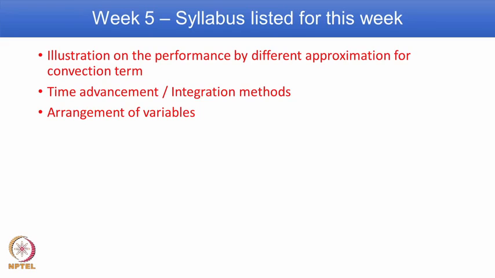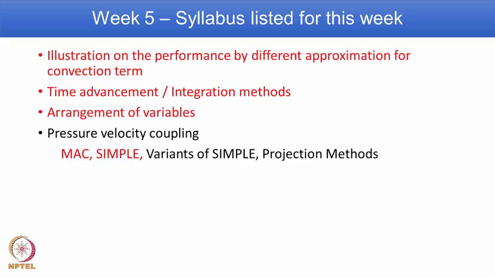We have seen so far illustration on the performance by different approximation methods used for convection term, time advancement or integration methods available, arrangement of variables, need for pressure velocity coupling, 4 methods we said we will take to explain. We have already seen MAC and SIMPLE algorithm, and today's class we are particularly going to see variants of SIMPLE, that is SIMPLER and SIMPLEC, and projection method.